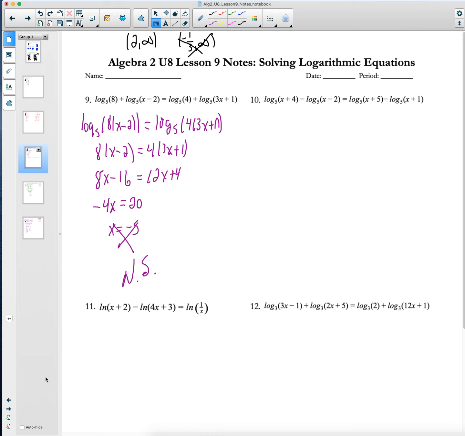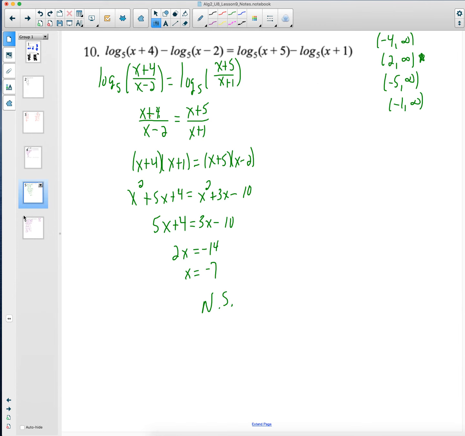All right, so let's take a look at number 10. I have 10 written right here. Now if we go through our working domains, the working domain for our first logarithm would be -4 to infinity. The second one would be 2 to infinity, and then -5 to infinity, and then -1 to infinity. So notice the one that we want to keep is that one. These don't work, but anything I pick in this interval will work for all of them. So that's our working domain.